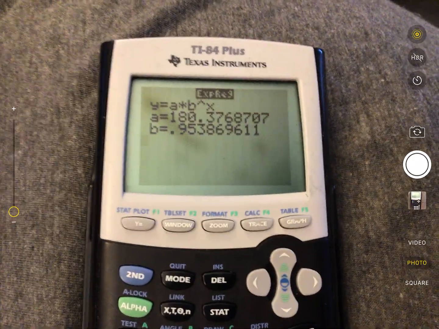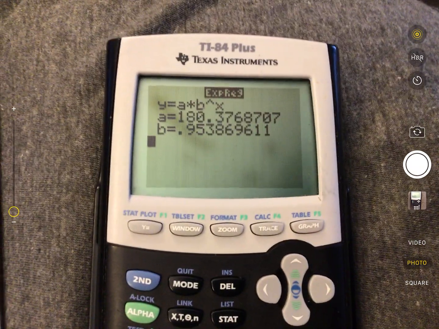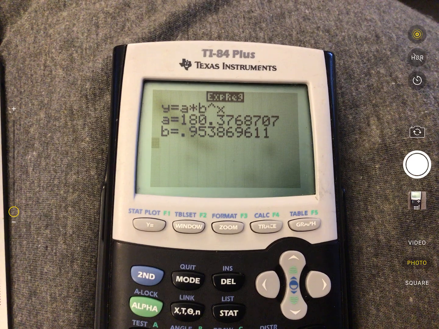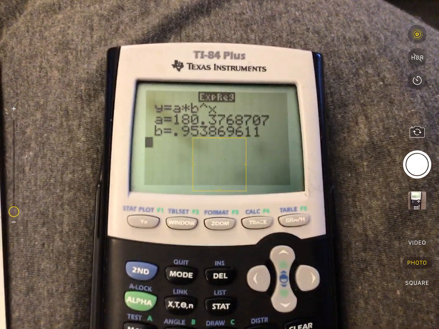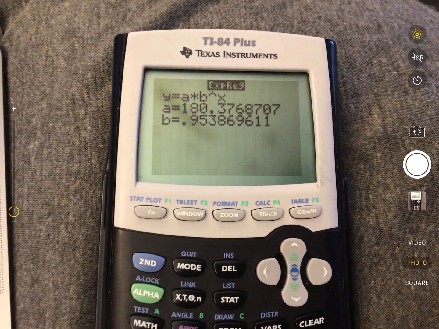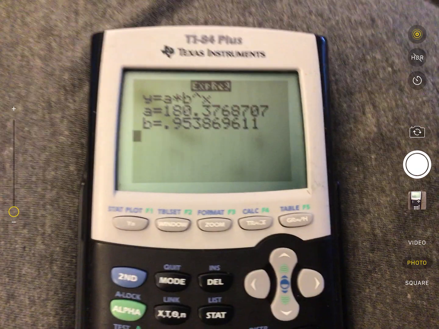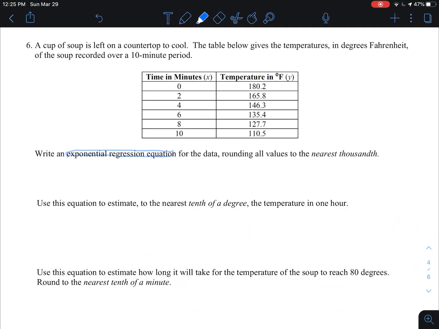And the nice thing about these regression equations is they give you the values, but they also give you the standard form. So they're telling you exactly what to do with A, which is 180.3768, and B, which is 0.95386. A is your leading coefficient or your y-intercept of this exponential function, and B is the base or the multiplying factor. So let's go back to our notes and let's write these values down.